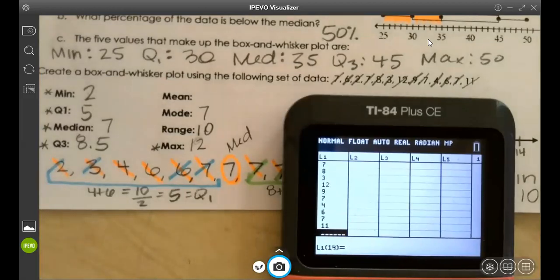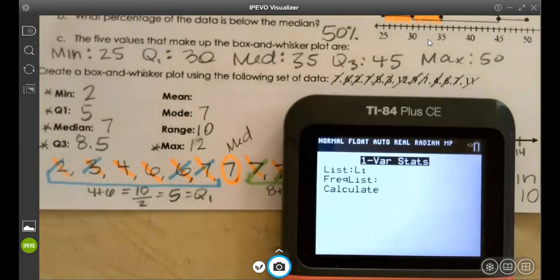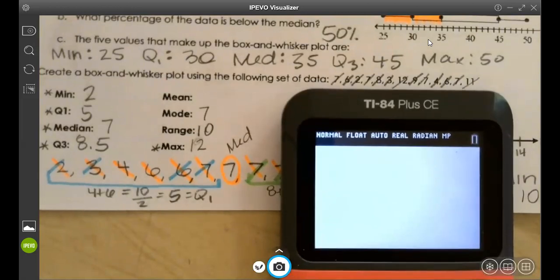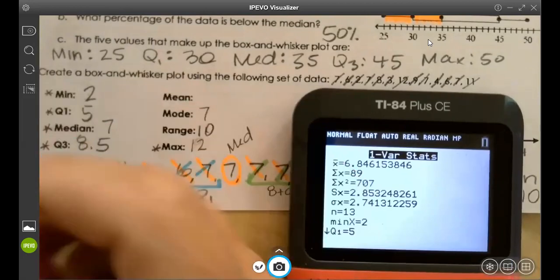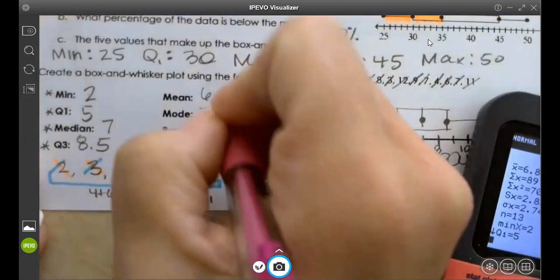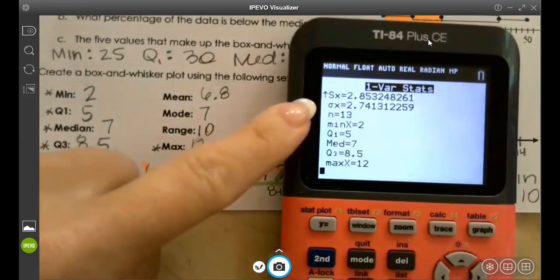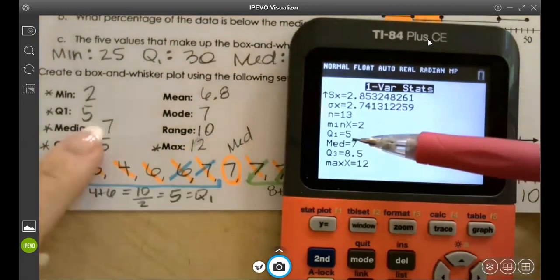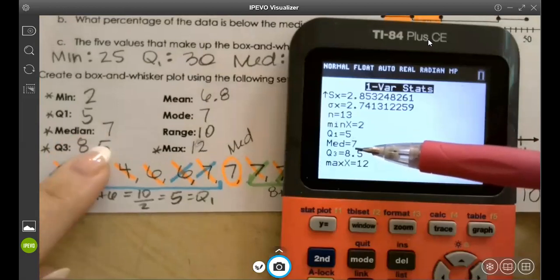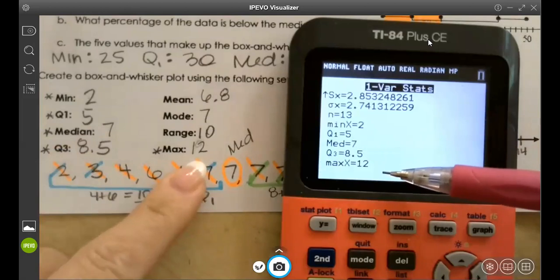Everybody good? You're going to go into Stat and Calc your 1-Var Stats, the same thing that you've been doing. So nothing any different there. There's your mean. That's why I didn't want to do the mean, because I knew it was crazy. 6.8 is what our mean is. And if you slide down, you will see the minimum, the Q1, so we can check ours. The minimum was 2, the Q1 was 5, the median was 7, the Q3 was 8.5, and the maximum was 12.